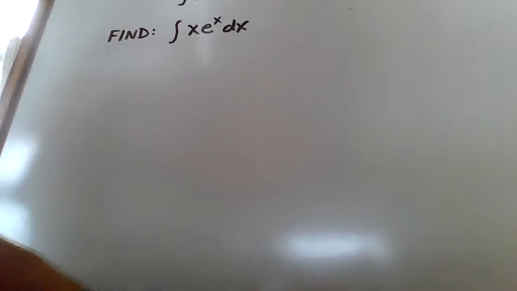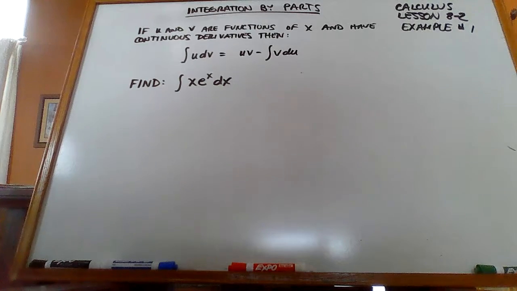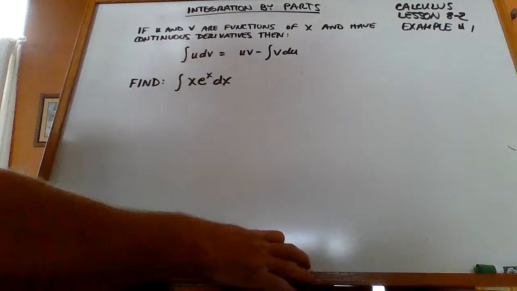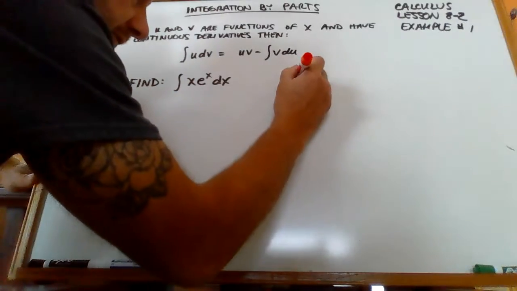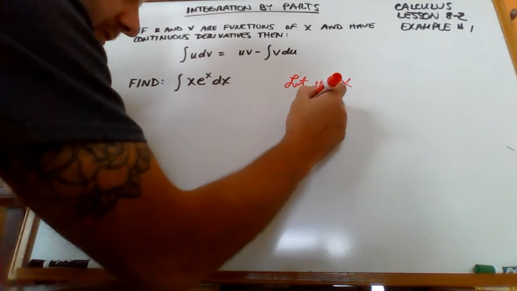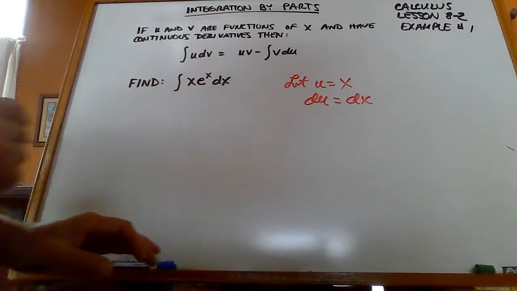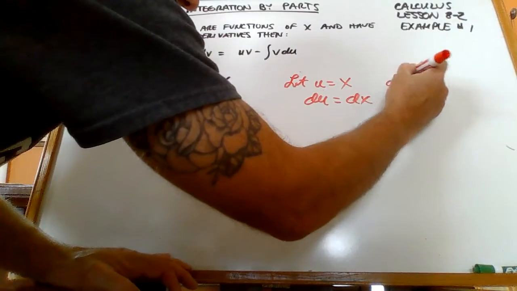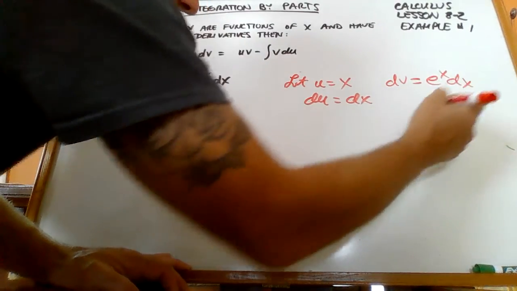Well, here we have an example. We've got the integral of x e to the x dx. So what we're going to do is, x is a real simple equation, so we're going to let u equal x. And then we know that du, the derivative of x, is just dx. That means that dv is going to be the rest of it, so it's going to be e to the x dx.